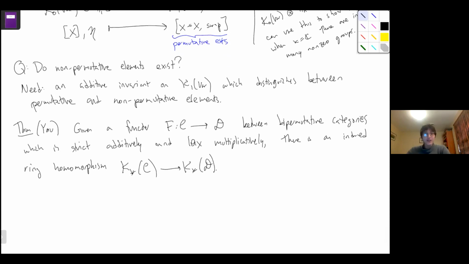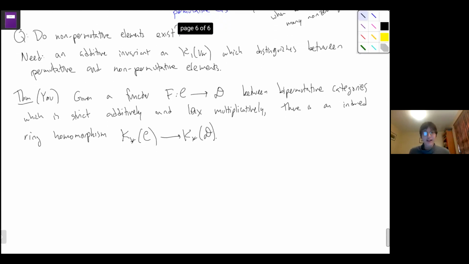So if somebody who is much more technically competent than I am, or even somewhat more technically competent than I am, had an idea about how to do this, I would be thrilled. But this is the key technical point of being able to construct this. So now that the key technical point is out of the way, I'm going to tell you about how to actually construct this additive invariant that lets you distinguish between permutative and non-permutative elements. So here's how we're going to do that.